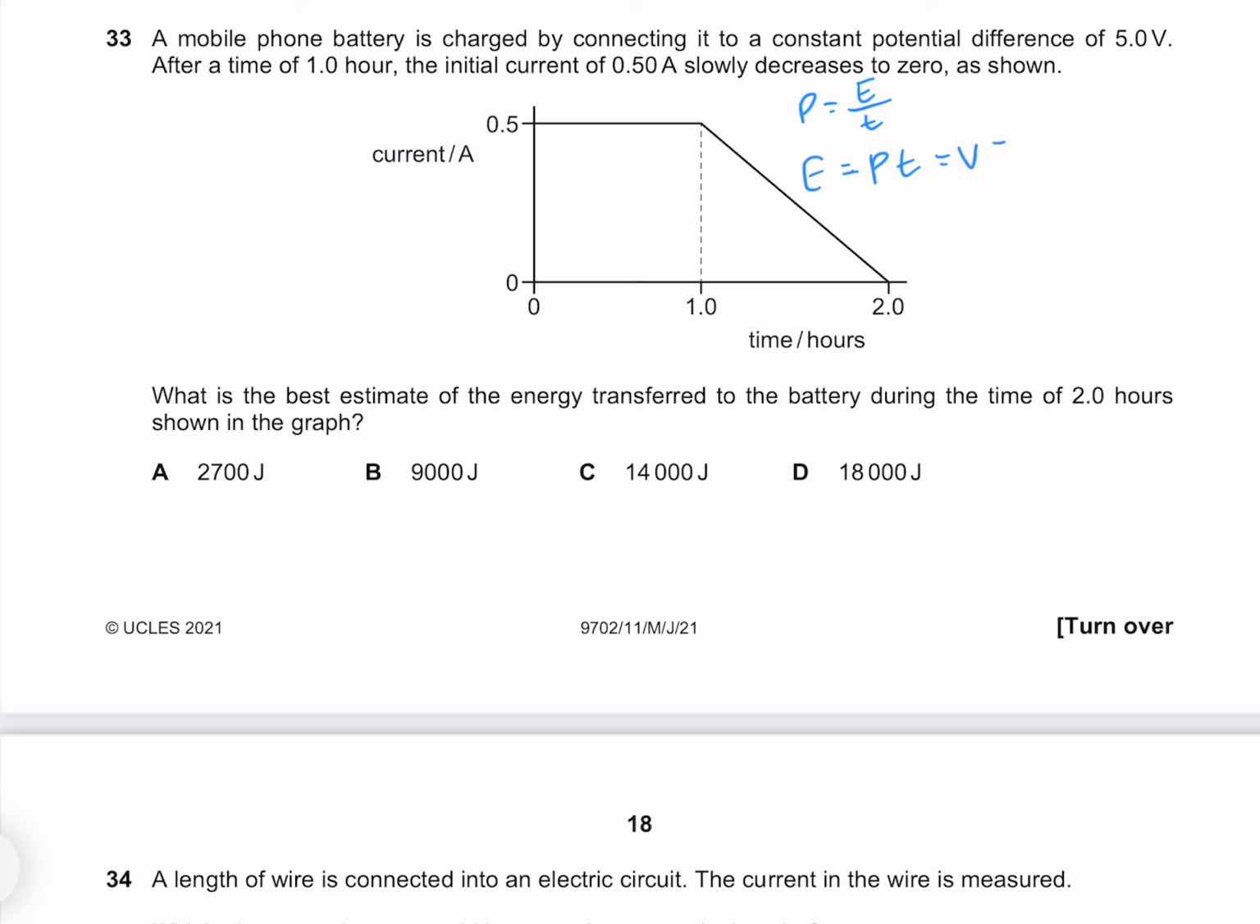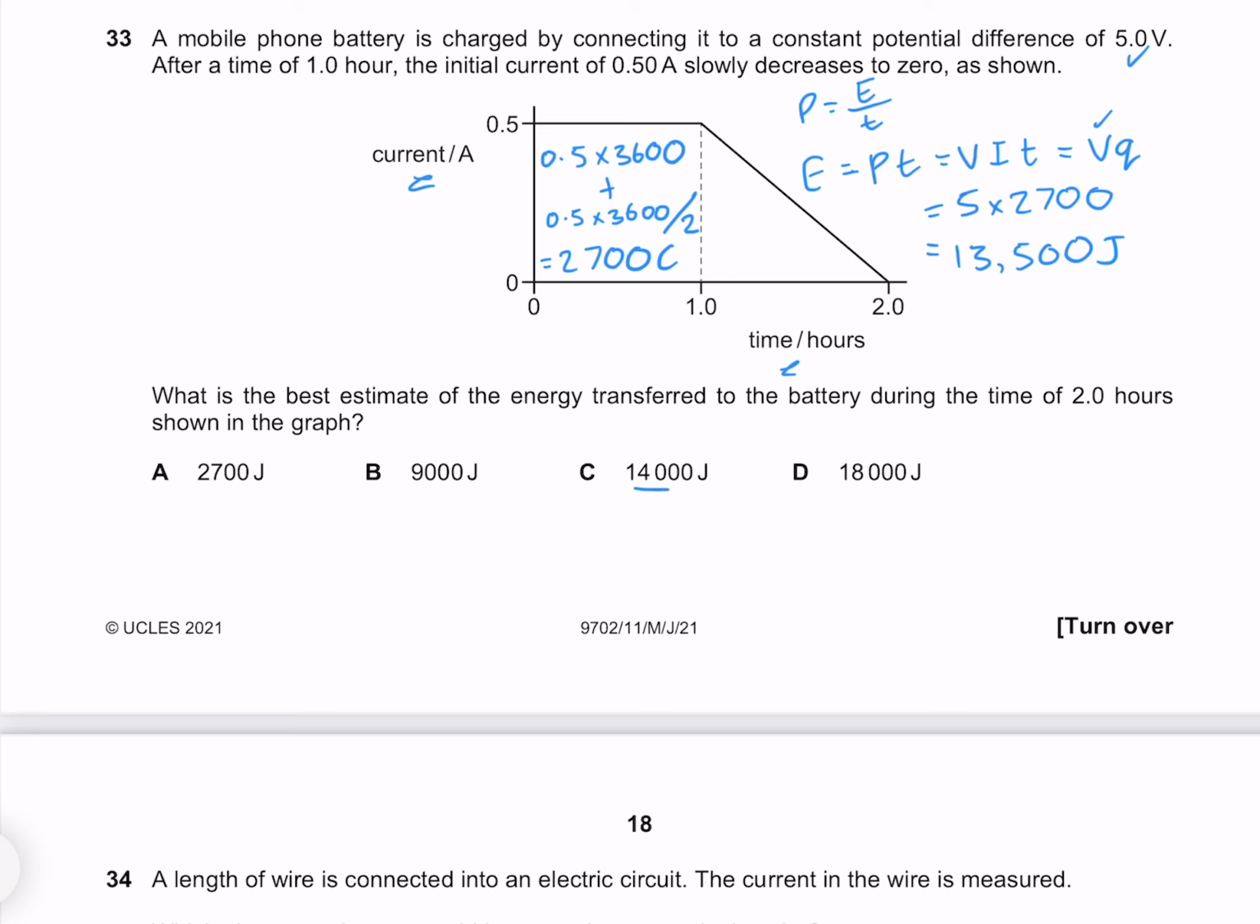Power is voltage times current. Current times time is just charge. We know our voltage, but we don't know our charge. But because we have our current and our time, current times time gives us our charge, and so our charge must be the area underneath this graph, which is going to be 0.5, our current, multiplied by 1 hour in seconds, plus this area here, which is this area divided by 2. Which gives me 2,700 coulombs. Putting that into our equation gives me 13,500 joules, which is 14,000 to two significant figures, so our answer must be C.